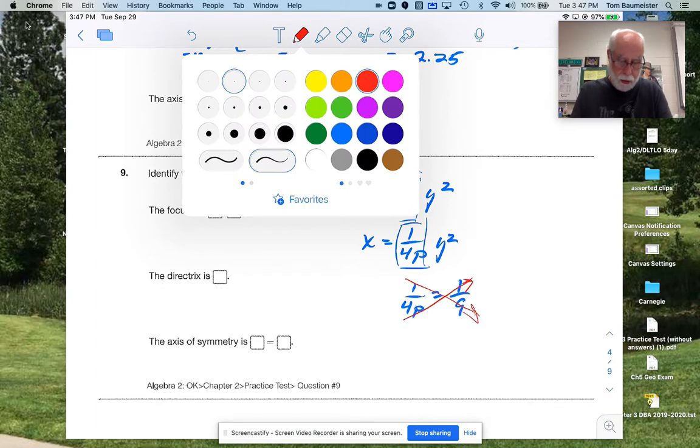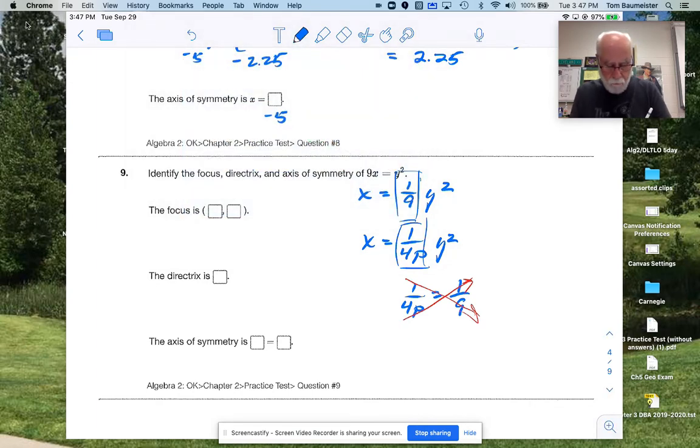If we do that, we'll get that 4p, because 4p times 1 is just 4p, and 9 times 1 is 9. And then we'll get that p is equal to 9/4. All right, so remember, that is our x value. On our focus, when it's x equals, look at your notes just to make sure, but that's going to be p and 0. So it's p and 0.